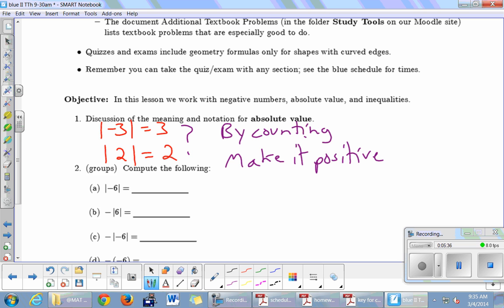And what if the number is already positive? Then it just stays the same. So those are the two rules. If the number is positive, you just copy it down. If the number is negative, you make it positive. Can somebody give us a reason?